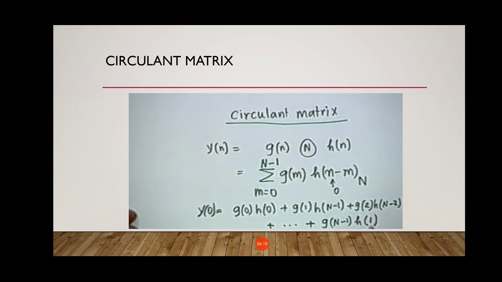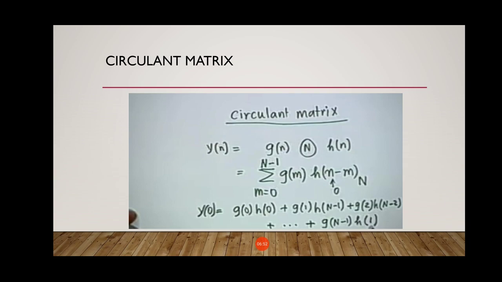So the first term is g of 0, h of 0, plus when m is 1, we have g of 1, h of minus 1 modulus N. Now the argument of h is minus 1, which is out of our range of vision. So we bring into play the modulus. We add the modulus N. So we have g of 1 into h of N minus 1.